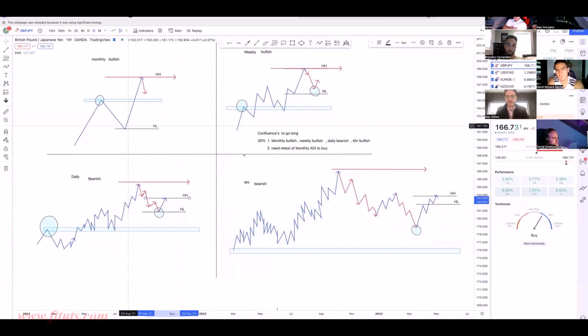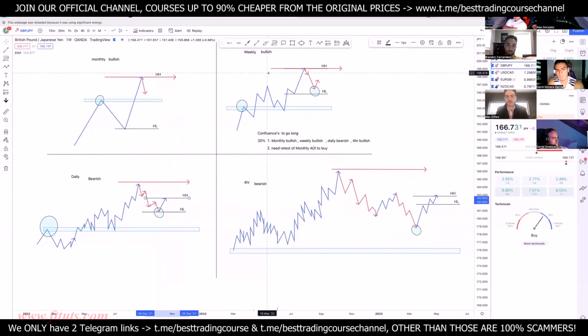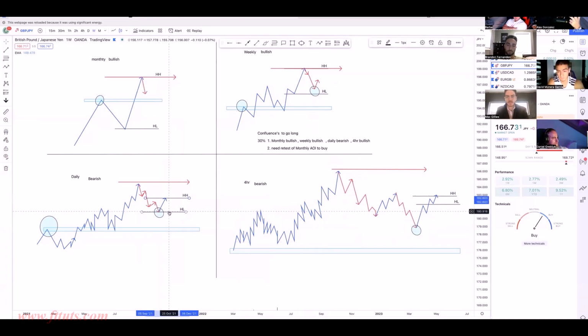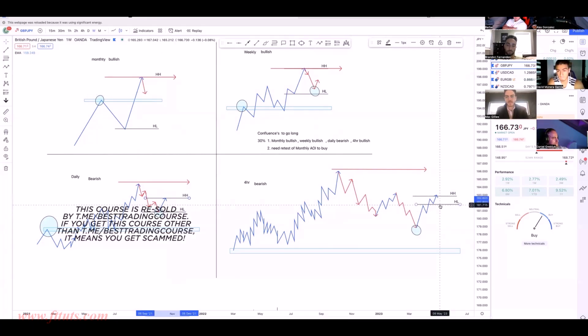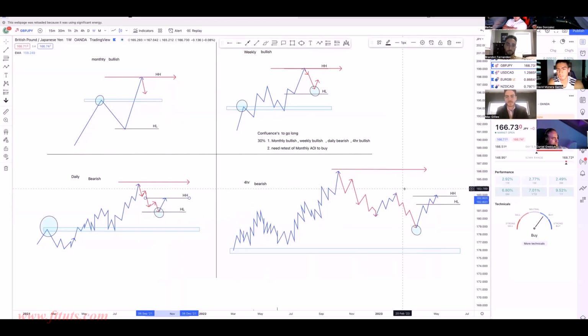Everything is bullish again. If you notice, we have monthly bullish, weekly bullish because we still haven't broken under the structure point. The daily is bullish again. The 4 hour is bullish. Everybody's like, okay, yeah, we're good to buy. But no, we are still not at the area of interest. We're not at the area where we're looking to buy.